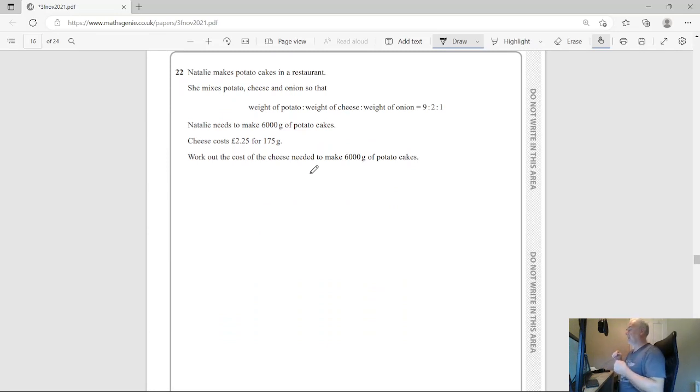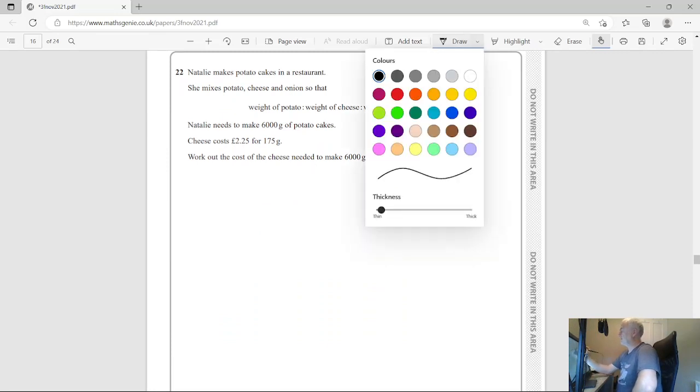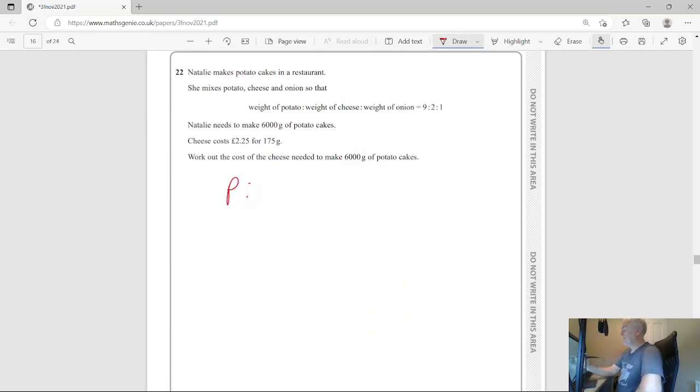Question 22. Natalie makes potato cakes in a restaurant. She mixes potatoes, cheese, and onion, so we've got potatoes, cheese, onion in that order. The weight of potato, the weight of cheese, the weight of onion is 9 to 2 to 1. Natalie needs to make 6,000 grams of potato cakes, so it's got to equal 6,000 grams.